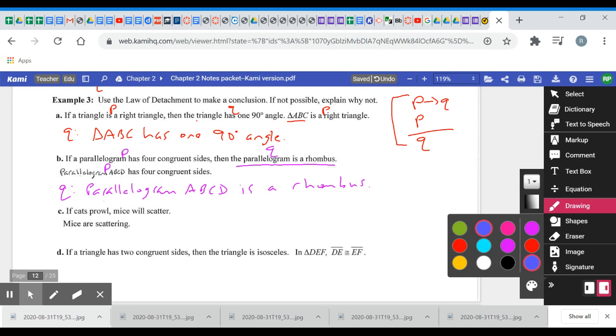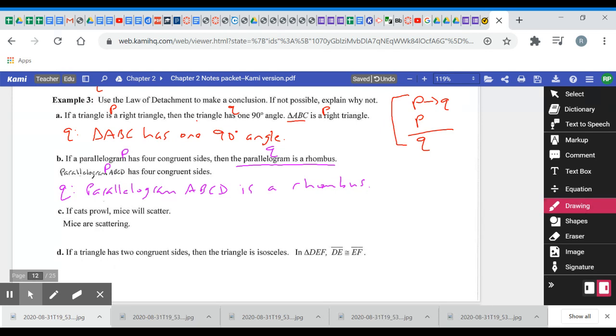Okay, on the next one, it says, if cats prowl, mice will scatter. So here's my P, here's my Q. It doesn't technically have the word then. Sometimes you don't see the words if and then, but you can still assume the first part's the hypothesis, the second part is the conclusion. Now, this says mice are scattering. I want you to think about, is that restating P or is that restating Q? And in this case, it's actually restating Q. It's talking about the mice scattering. So because it is not set up like my formula, I cannot reach a valid conclusion with that information. So I'm just going to write no conclusion.